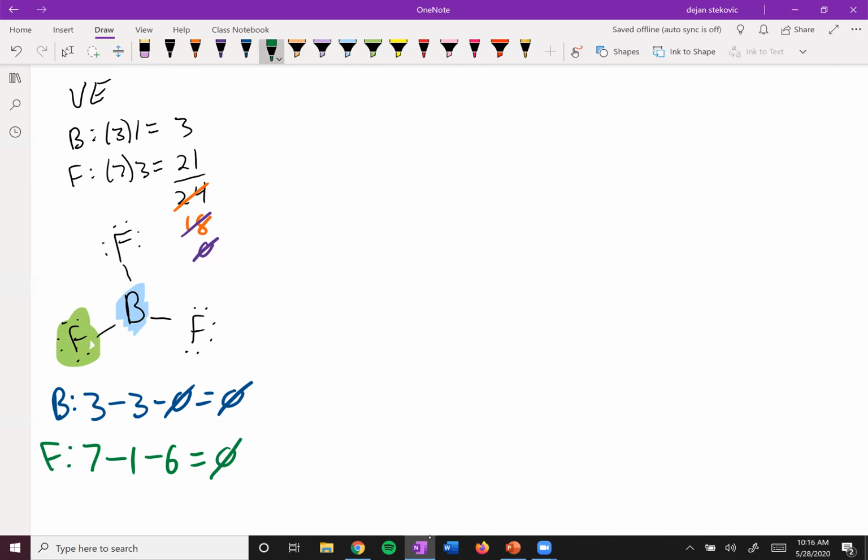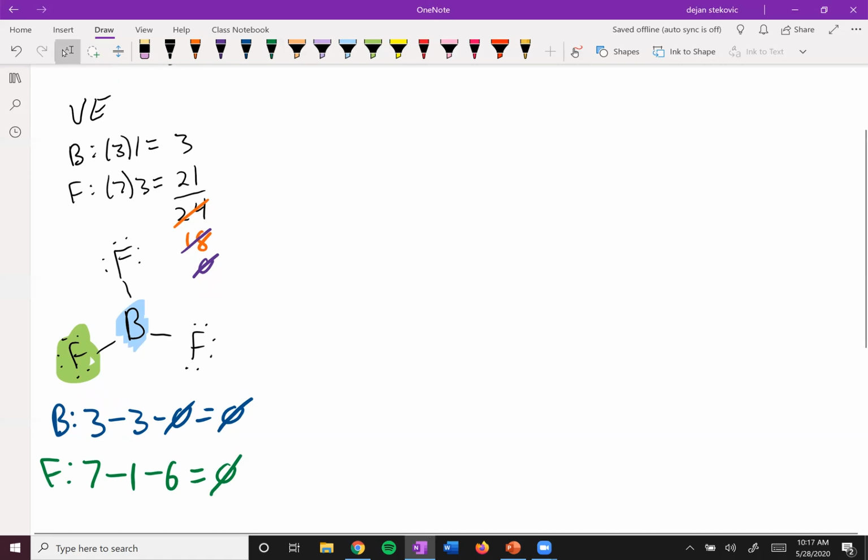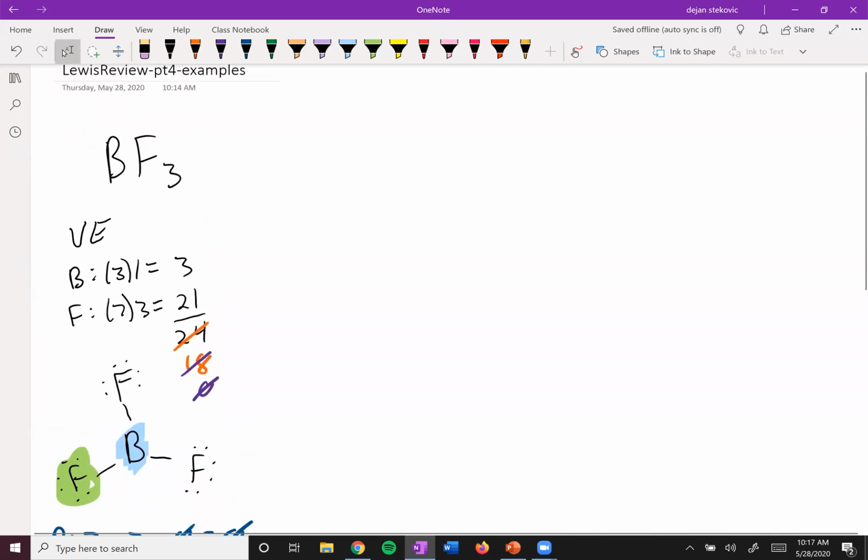So you can see we have all 0 formal charges. If we try to do any kind of double bond stuff, it's going to mess up the formal charges. So that is the correct Lewis structure for BF3.